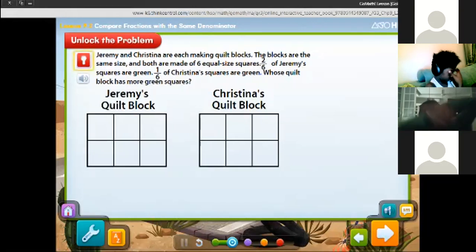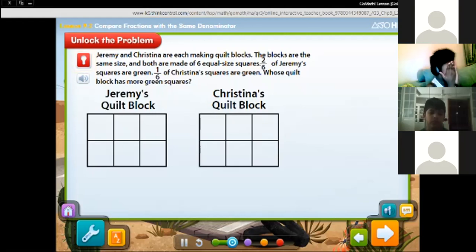Okay. So what is the share of the first one for Jeremy? How many over 6? Look, Jeremy has 2/6. Yes, 2/6 of Jeremy's squares are green. And 1/6 of Christina's squares are green. Whose quilt block has more green squares? What do you think? Okay, so let's unlock the problem. What are the fractions you need to compare? You need to compare 2/6 and 1/6.